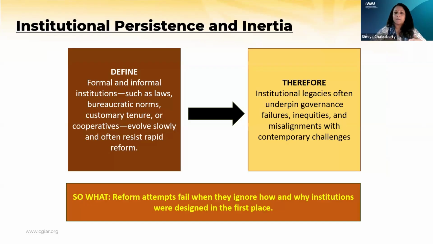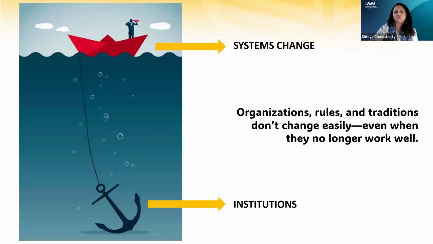They're heavy. They've been built over years. These are cultural aspects. There are legal aspects to it, things that get defined in a certain way. They evolve slowly, and then they don't move easily, right? They resist change. And therefore, institutional legacies get set in. So a lot of the things that we see, whether they are governance failures or inequalities, a lot of these happen because there's a lot of misalignment between the institutions that were built and why they were built, and what they're moving towards, right? So they don't align with the contemporary challenges. So we find that they tend to hold back a lot of the change. And even when they no longer work well, it's very difficult to move them.